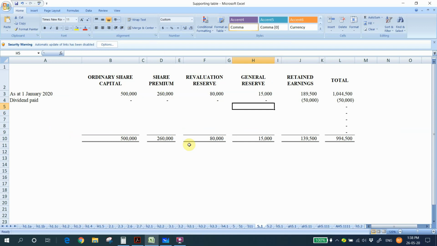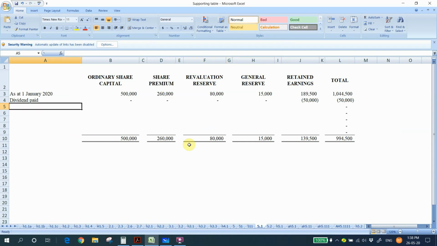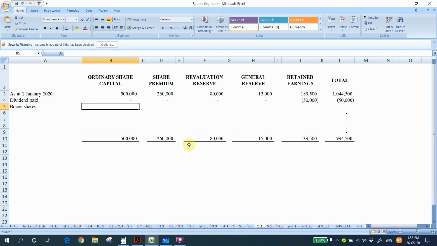So let's reflect this in our statement of changes in equity. So our ordinary share capital will increase by 200,000, and then share premium will reduce by 200,000. So 181 minus, so there is no impact on the equity of the company. There is no influence on the equity of the company.